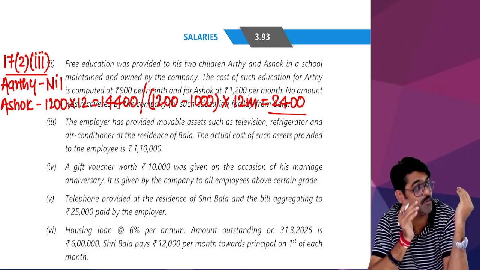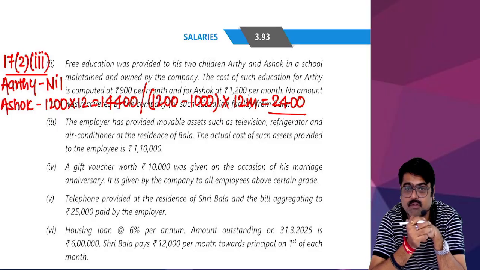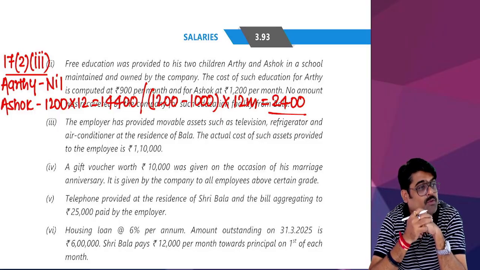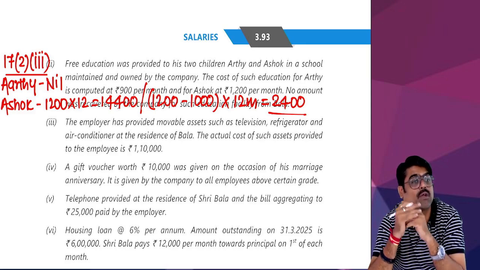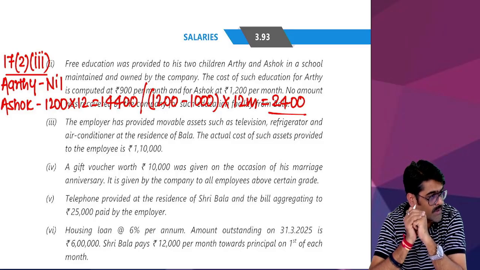So, what is to be done with this? The treatment is already given. Section 17(2)(iii). For Aarti, how much will be taxable? Nil. And for Ashok, 1,200 can be fully taxable, or the excess amount 200 can also be taxable.